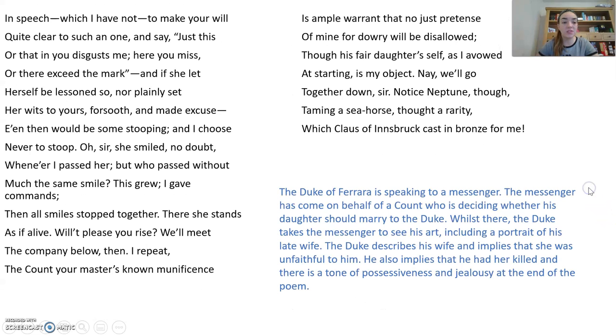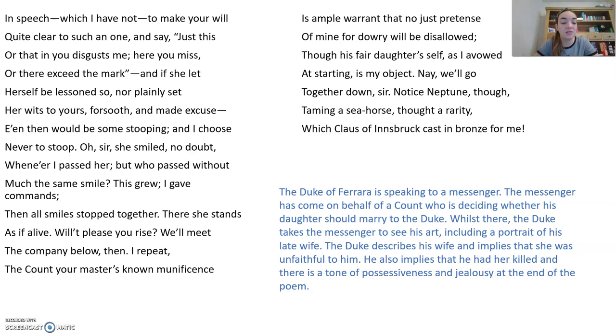Even had you skill in speech, which I have not, to make your will quite clear to such an one, and say, just this or that in you disgusts me, here you miss, or there exceed the mark. And if she let herself be lessoned so, nor plainly set her wits to yours, forsooth, and made excuse, even then would be some stooping, and I choose never to stoop. Oh, sir, she smiled no doubt whenever I passed her, but who passed without much the same smile? This grew, I gave commands, then all smiles stopped together.